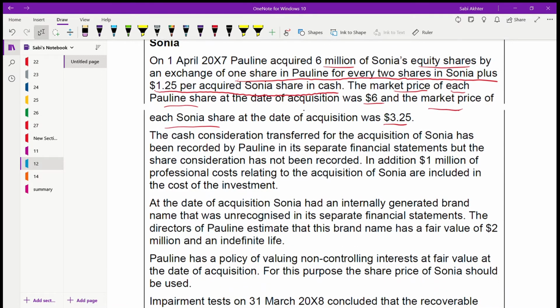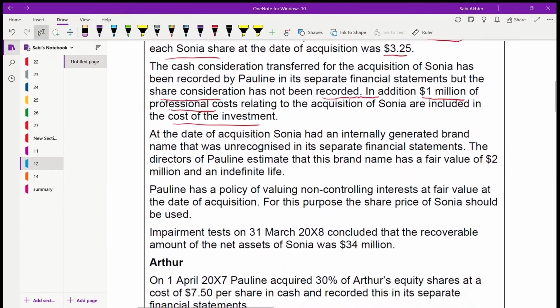The share consideration transferred for the acquisition of Sonia has been recorded by Polo in its separate financial statements, but the cash consideration has not been recorded. In addition, 1 million of the professional costs relating to the acquisition are included in the cost of investment. Remember that there will sometimes be errors also. Don't take it as it is. Just because they have taken that 1 million in the cost of investment, it is not correct. So you have to take it out.